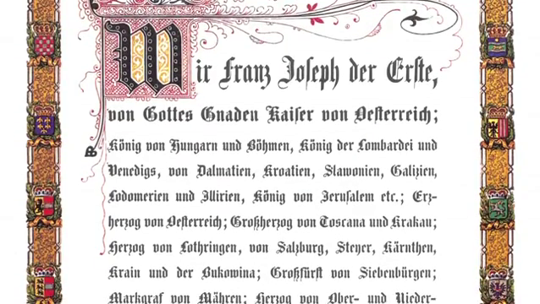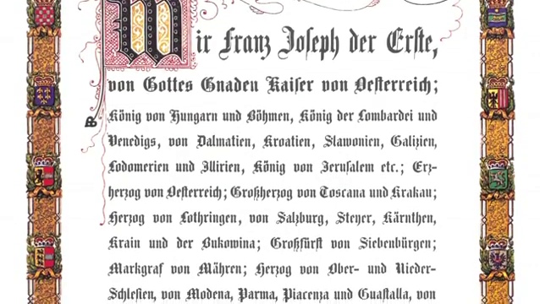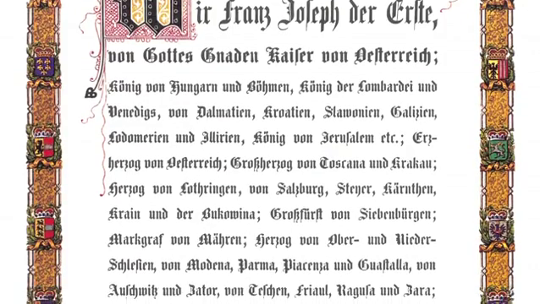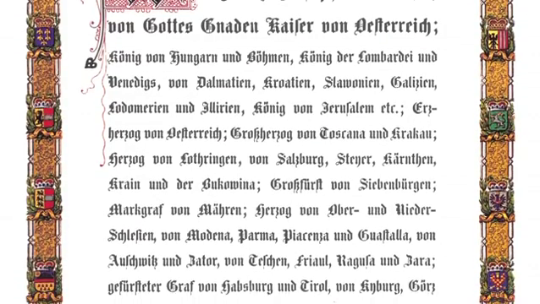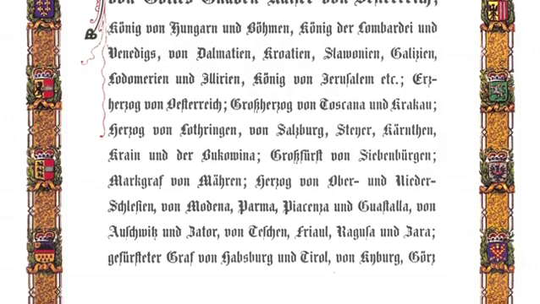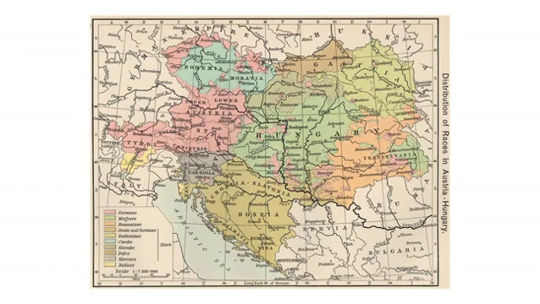Franz Joseph I, by God's grace, Emperor of Austria, King of Hungary and Bohemia, King of Lombardy and Venice, Dalmatia, Croatia, and so on. Where maps of this lost empire become interesting for the historian and linguist is when they represent the different language speakers and where they were at that time. Here is the language map of Austria-Hungary before the First World War.